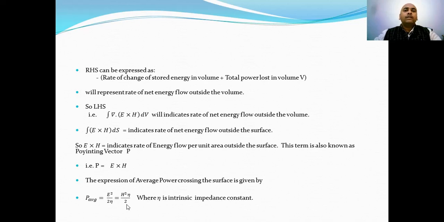So it was all that we wanted to discuss in this class. From here we can conclude that the energy propagating in an electromagnetic signal can be obtained from E and H by using the expression P is equal to E cross H, and the total power crossing the surface S can be obtained by integrating P over the surface S.